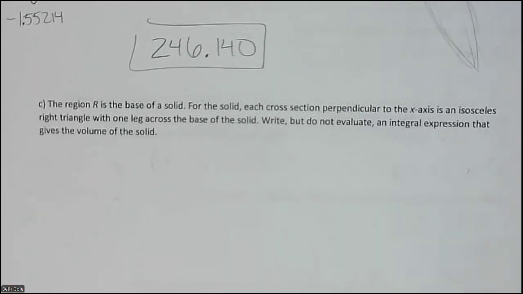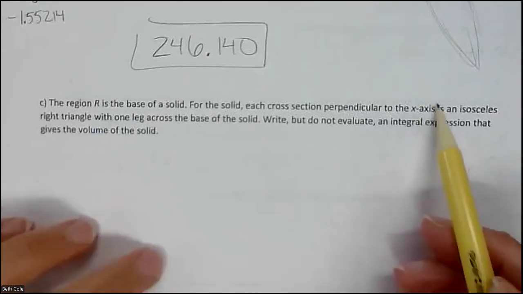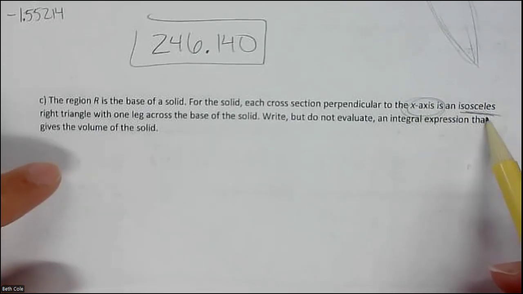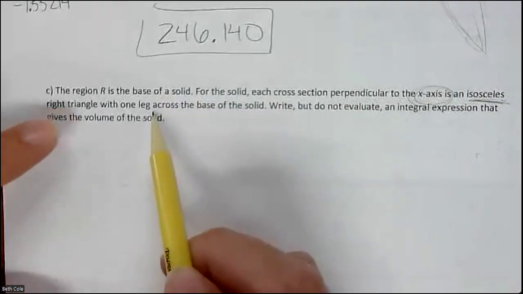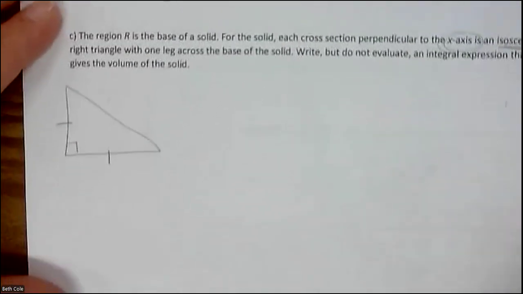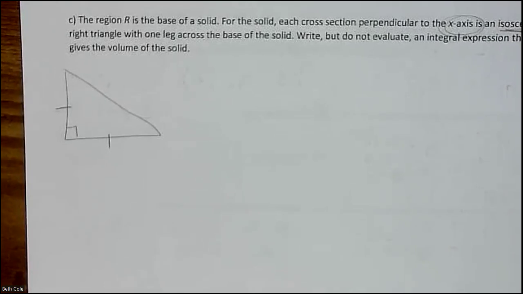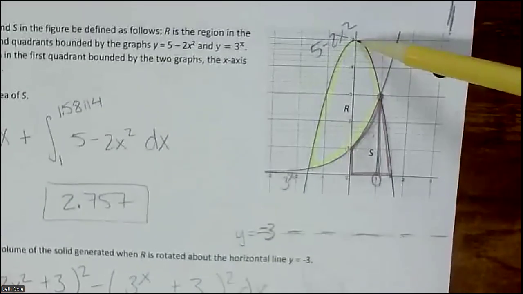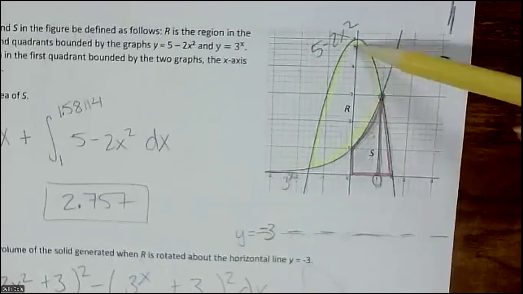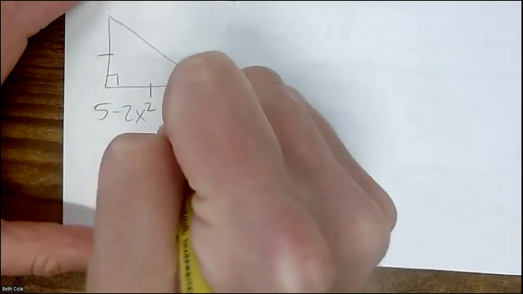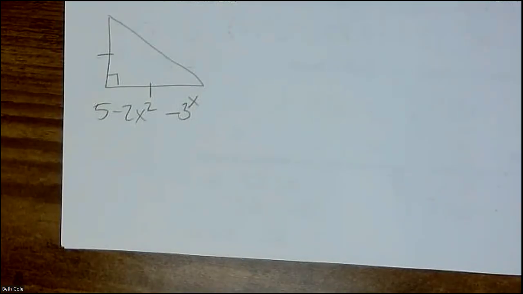All right, the region R is the base of a solid. Cross sections perpendicular to the x-axis. That means it's dx. Isosceles. What does that mean? Two sides the same. Right triangle. One leg is across the base. So it's going to look like that, which is great because the base and the height are the same thing. Did it say R or S? R. So you want upper graph minus lower graph. So that would be which one minus which one? Yep, 5 minus 2x squared minus 3 to the x.